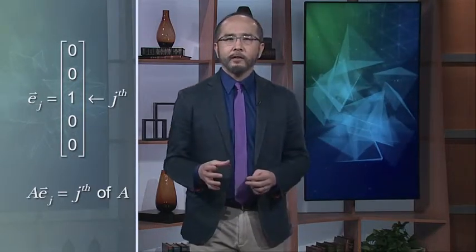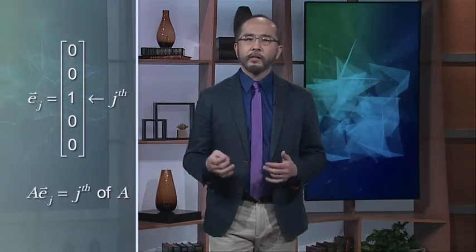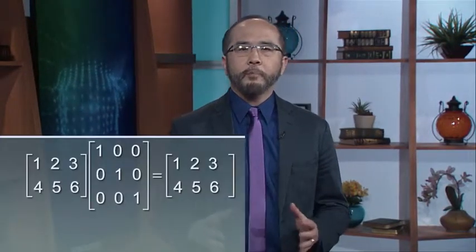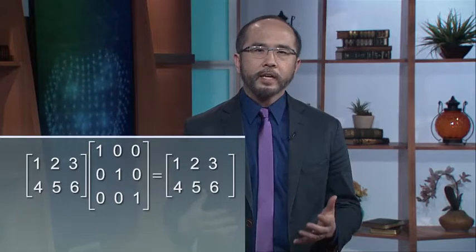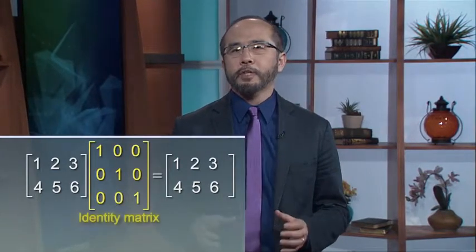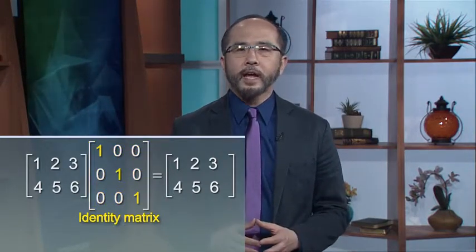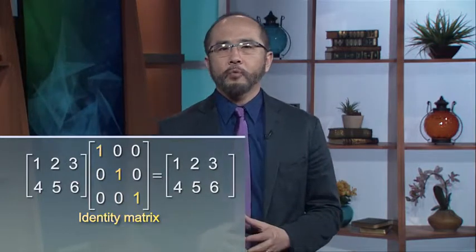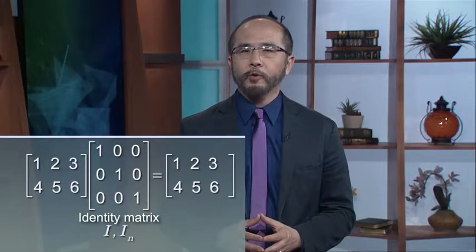For each row of A, the 1 in the jth position of e sub j just picks off a single entry in the jth column of A. This means if you fill a matrix with the standard basis vectors in order, you get a matrix that, when you take another matrix and multiply it on the right by this one, it stays unchanged. Like this example. We call this matrix here the identity matrix. It is always a square matrix with 1s along the diagonal and 0s everywhere else. We often use the letter I to denote it, or sometimes I sub n if we want to remind the reader its dimension.